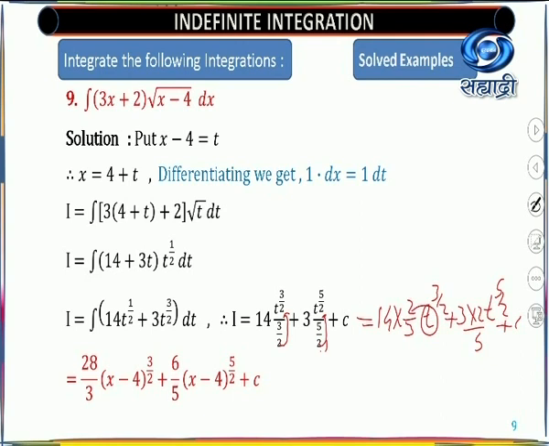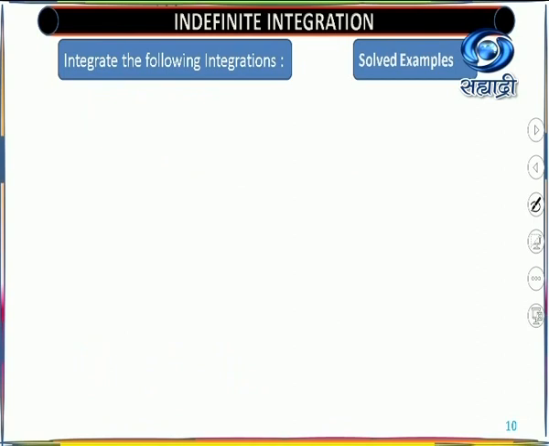Now the t value you have to replace. What is the value of t? That is x - 4 raised to 3 by 2. 3 twos are 6. You will get 6 here upon 5 (x - 4) raised to 5 upon 2, plus constant of integration. Okay, this way you need to resubstitute. You keep calm and start solving examples one by one. So you will get all the results properly.